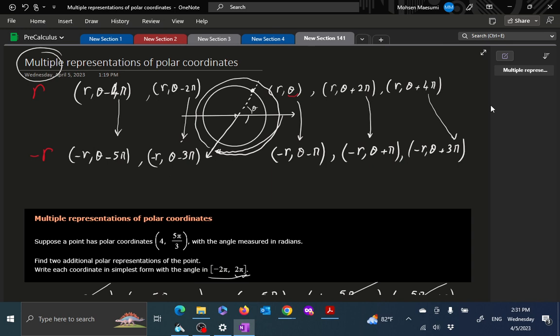We have 2 sets, one with R, one with minus R. Within each set you go up or down by adding or subtracting 2 pi. You go from one set to the other set by subtracting a pi. So this is that subtraction.